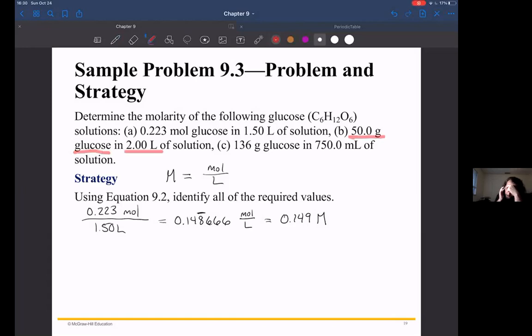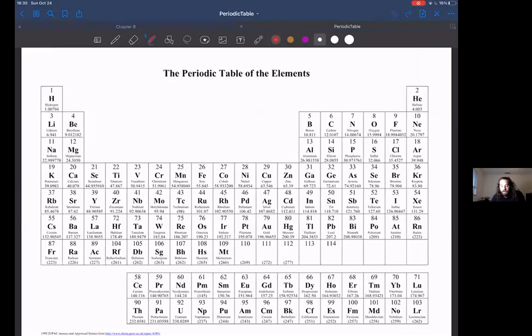So now if we look at part B, we have 50 grams of glucose in 2 liters of solution. But molarity is moles per liter. So the first thing we're going to have to do is convert from 50 grams to moles. How many moles are 50 grams of glucose? How would we do that? Hopefully we remember that this is using the molar mass. So given the formula of glucose here, we would use our periodic table and calculate the molar mass.